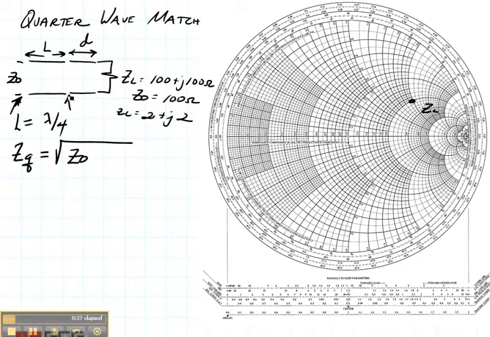But what is the impedance right here? That's the real part, and so let's call that ZR. And if we can find ZR, then we can find the characteristic impedance of the quarter wave transformer.